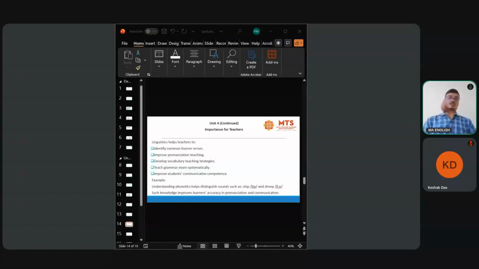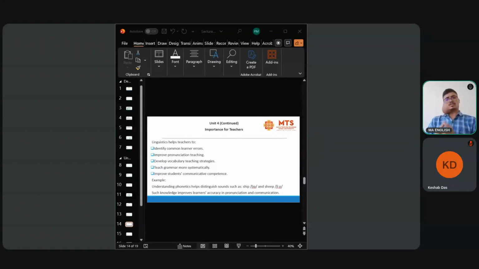The third benefit is developing vocabulary teaching strategies. Knowing about morphology, the structure of words, helps teachers teach vocabulary more effectively instead of asking students to memorize long lists of unrelated words. A teacher can help students understand word families, prefixes, suffixes, infixes, roots, and so on, right? This enables students to guess the meanings of unfamiliar words and expand their vocabulary much more rapidly.